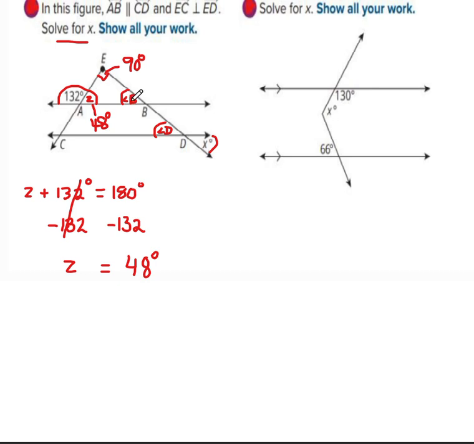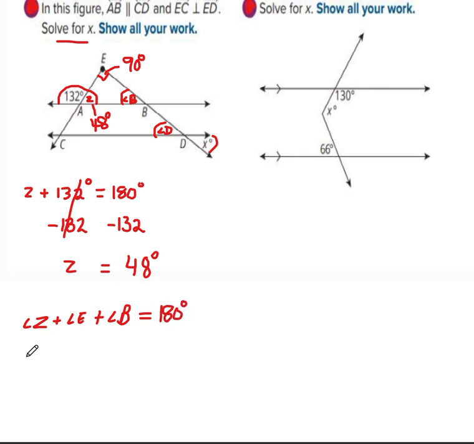Because once we can find angle B, then it will be the same as the angle here, X. So what we know about the rules of a triangle is that the total interior angles of a triangle add to 180 degrees. So that is the measurement of angle Z here, plus the measurement of angle E, which is where the 90 degrees is at, plus the measurement of angle B, which is what we want, should give us 180 degrees.